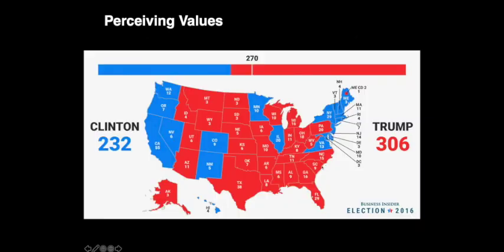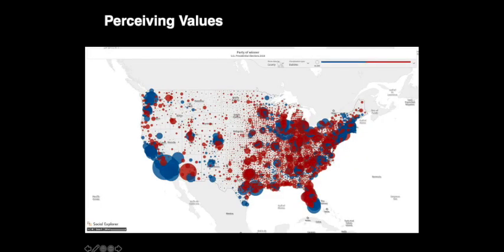Here is a chloropleth map. So this is changing the color of each state based off of whether they voted Republican or Democratic in the 2016 election. Here's another type of visualization that is geographic.